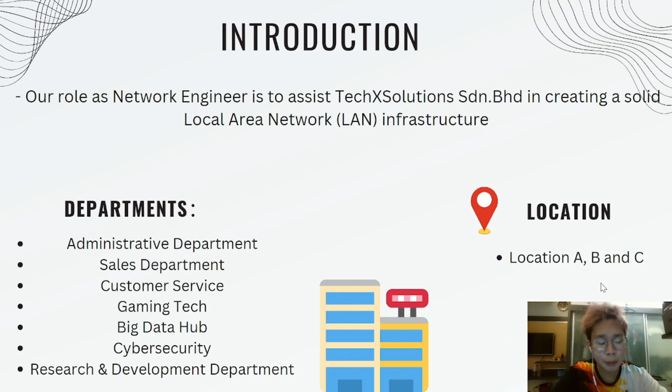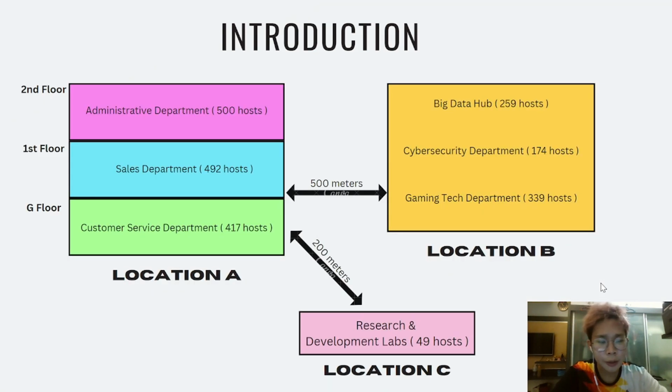This company has 7 departments, which are administrative department, sales department, customer service, gaming tech, big data hub, cybersecurity, and research development department. All departments will be divided into 3 locations, which are location A, B, and C. As the diagram shows, location A includes 3 departments: customer service department located at ground floor, sales department located at first floor, administrative department located at second floor.